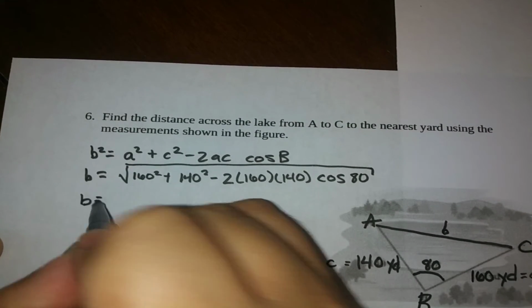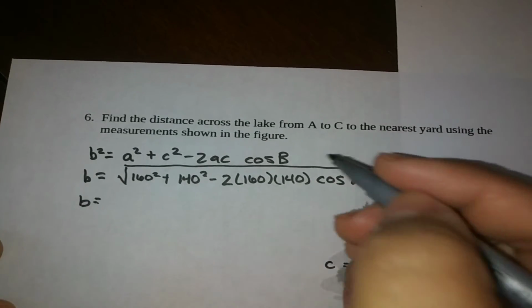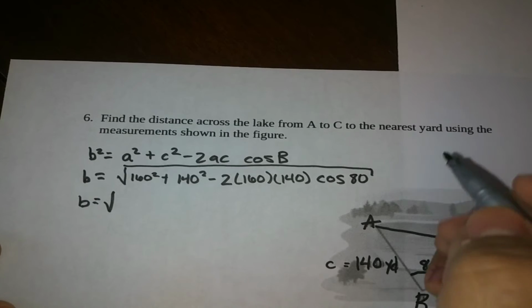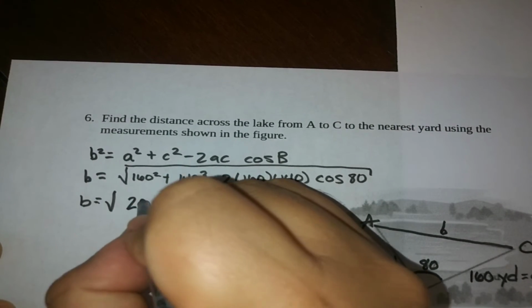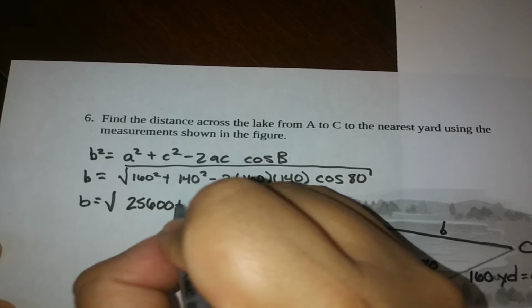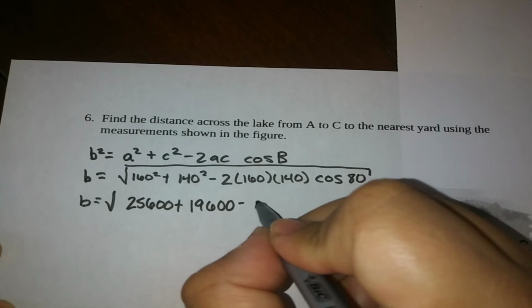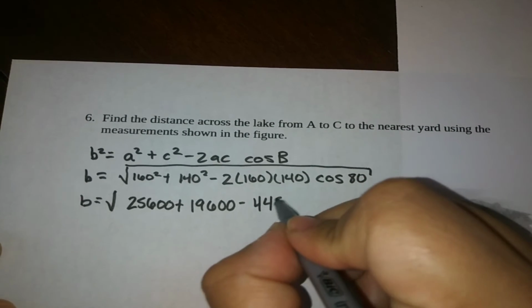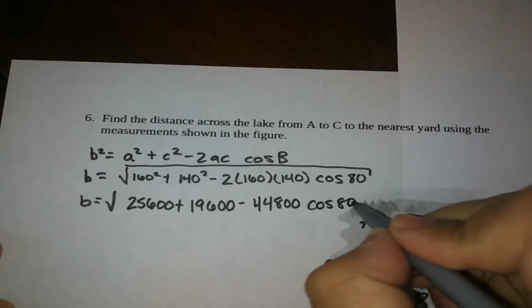If you're really good at it, you can just put that into your calculator and it'll give you an answer. If you're not sure you're putting it in right and getting a right answer, you can just do it step by step and that'll be just fine. It'll give you the same thing. So let's go ahead and do it step by step. 2 times 160 times 140 will give me 44800, and of course my cosine of 80.